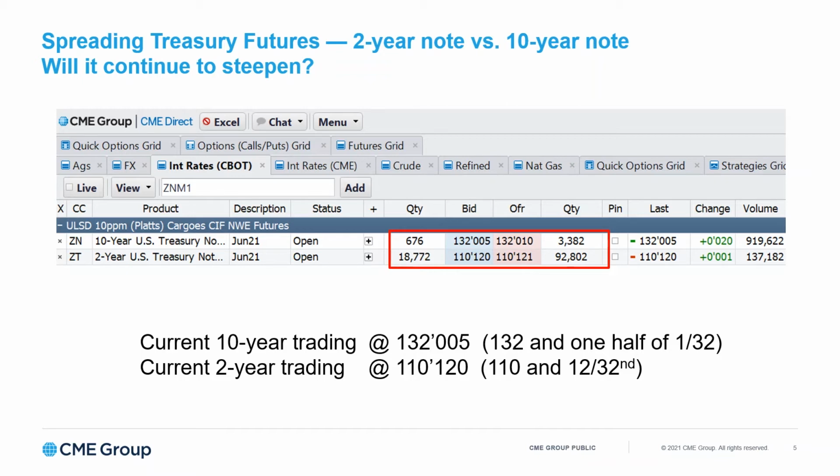You can also see the top of the order book, the quantity of the bid. So it's 132 and a half 30-seconds bid on the 10-year note, 132 and 1/32 offered. The quantities are 676 by 3,382. Pretty liquid. If you wanted to do a 500 lot, you can do it and not move the market given those conditions. The 2-year note is trading at 110.12 and 110.12 and 1/8 of a 32nd, and it's 18,000 by 92,000. So if you wanted to do 15,000 or 20,000 contracts on the offering side, you'd be able to do it. That's how liquid the Treasury complex is.